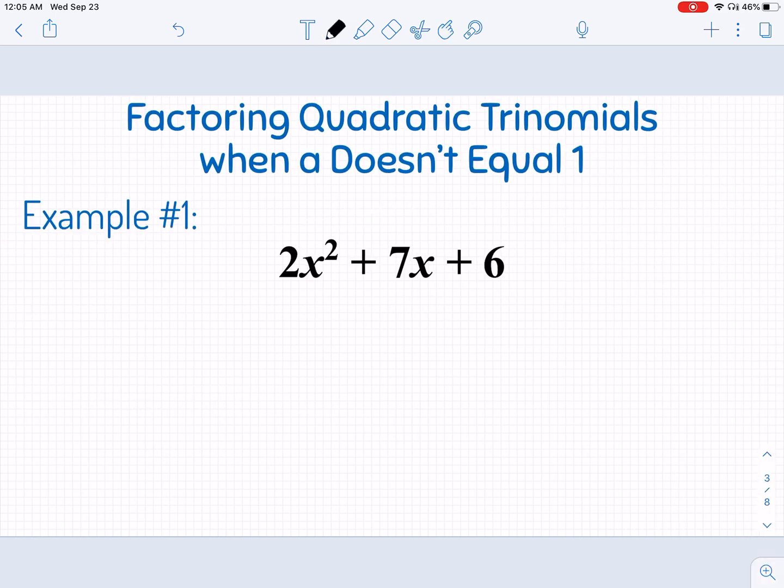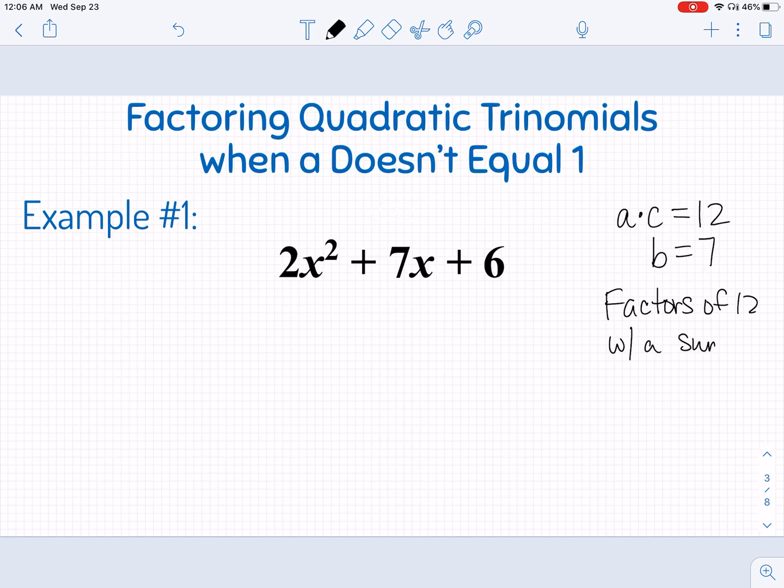If you want to factor a quadratic trinomial when a doesn't equal 1, there's a few different strategies out there. We're going to start with the one that's the most visual, least traditional, but easiest to not make any errors in. With all strategies for factoring quadratic trinomials, the first thing you want to do is figure out what is a times c. So a times c here is 12, and b is 7. We want to find factors of 12 with a sum of 7. Factors of 12 with the sum of 7 are 3 and 4.